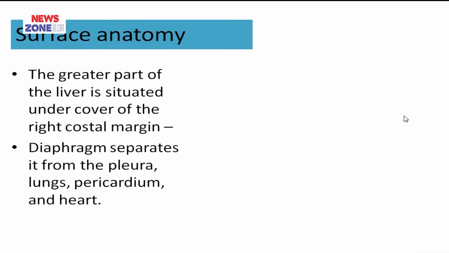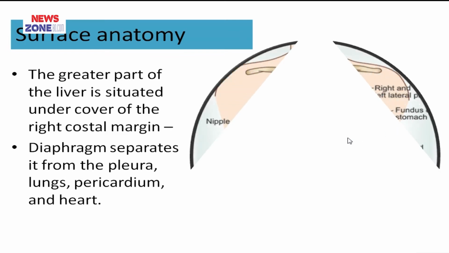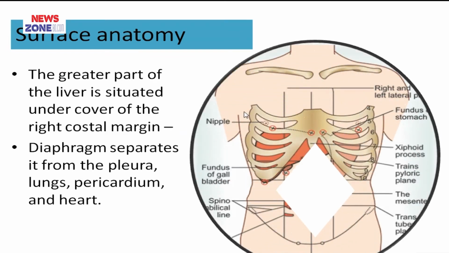Now the surface anatomy. The greater part of the liver is situated under cover of the right costal margin, and the diaphragm separates the liver from the lungs, pleura, pericardium and also the heart.